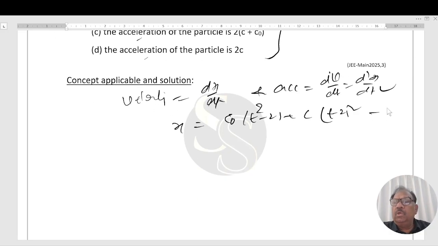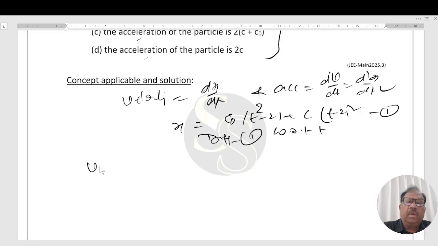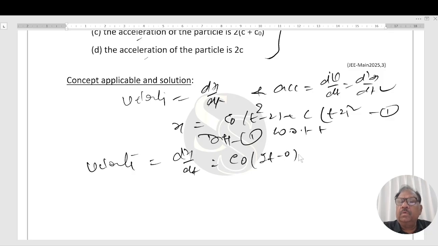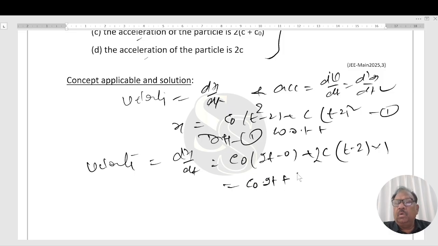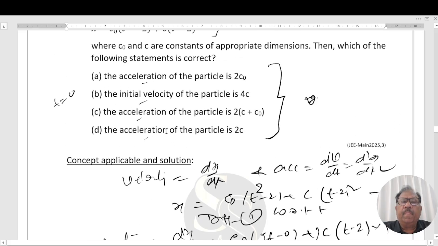Now, differentiating this equation with respect to t, we get the velocity expression: dx by dt equal to c naught 2t minus 0 plus c 2 into t minus 2 into 1. That is c naught into 2t plus twice c into t minus 2. This is the velocity expression.